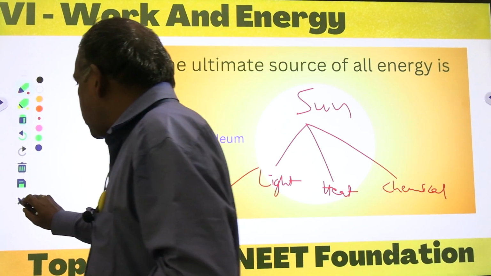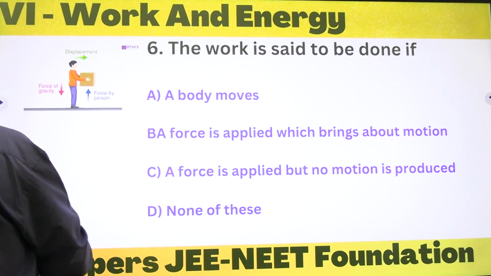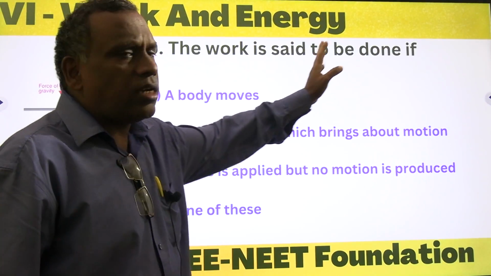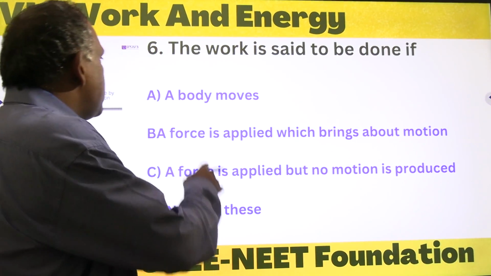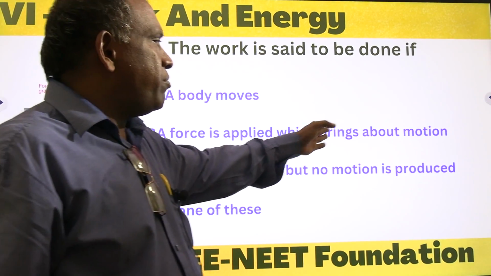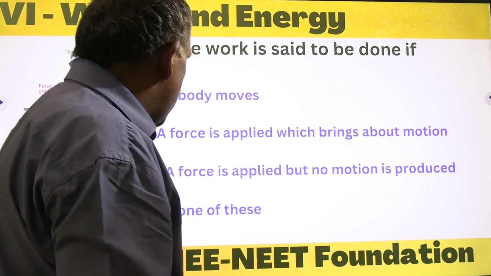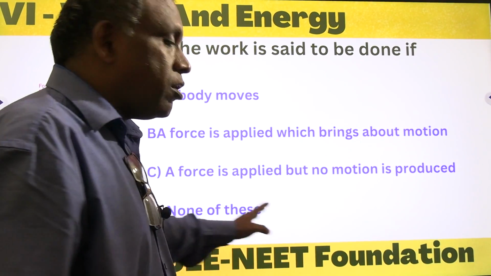So the next question, that is the sixth question. The work is said to be done if dash. Work is nothing but what? The options are given: a body moves, a force is applied which brings about motion. The third option, force is applied but no motion is produced. Fourth option, none of these.